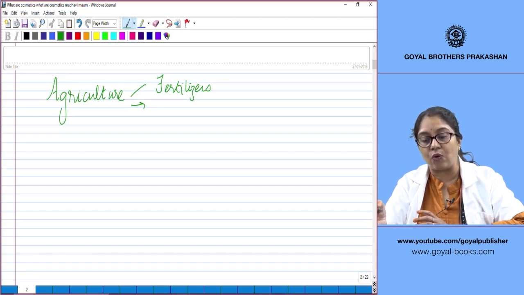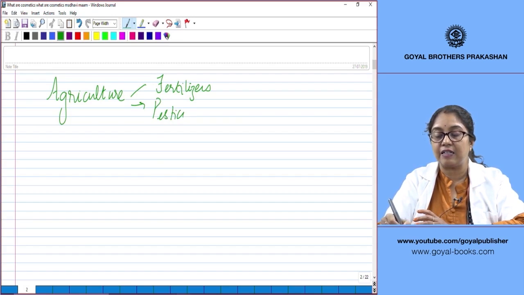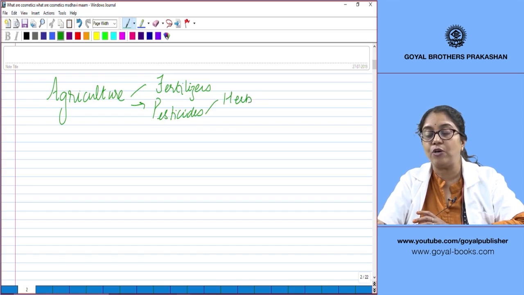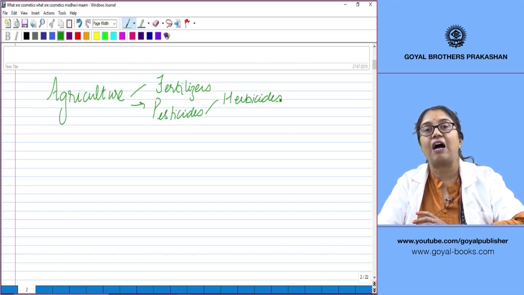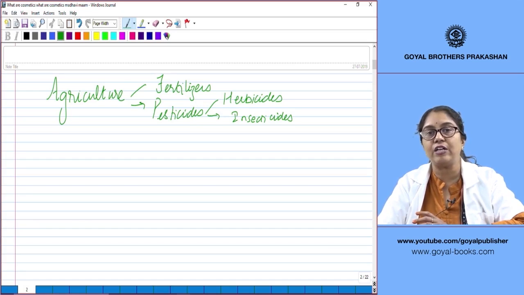In order to prevent all this, we have certain chemical substances known as pesticides. These pesticides can be further divided into herbicides. Herbicides are chemical substances which destroy unwanted plants which compete with the crop. And then we have insecticides. Insecticides are chemical substances which destroy the harmful insects that eat the plants and destroy the crop.